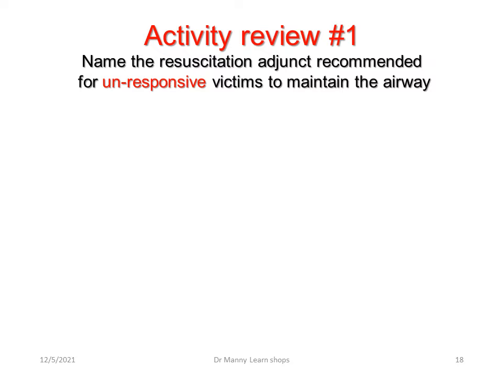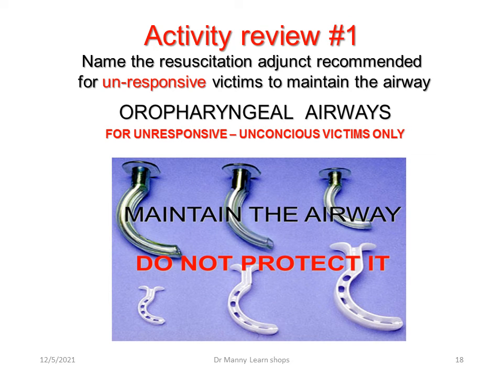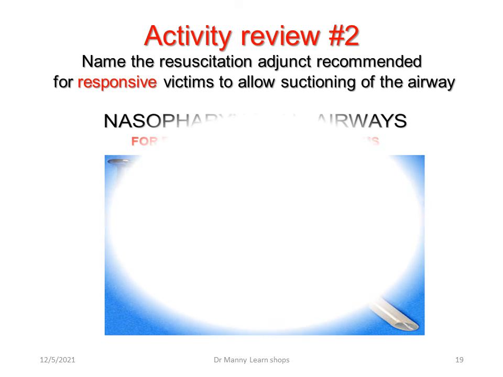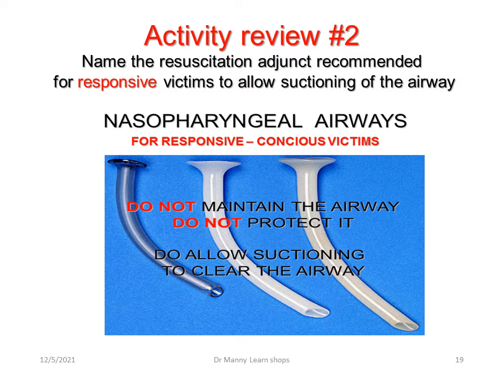Now let's review. Name the resuscitation adjunct recommended for unresponsive victims to maintain the airway. These are oropharyngeal airways. They maintain the airway, but they don't protect it. Name the resuscitation adjunct recommended for responsive victims to allow suctioning of the airway. These are nasopharyngeal airways. They don't maintain the airway, they don't protect the airway, but they do allow suctioning to clear the airway.